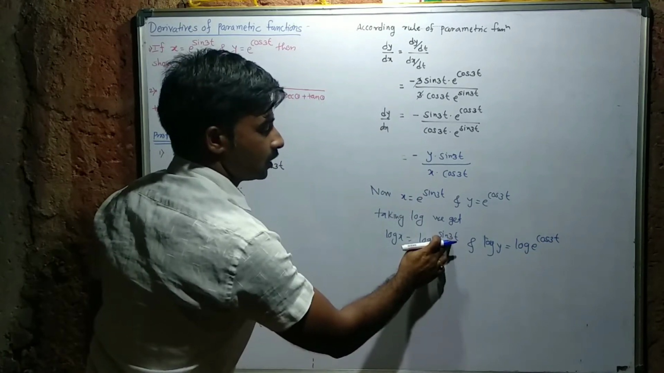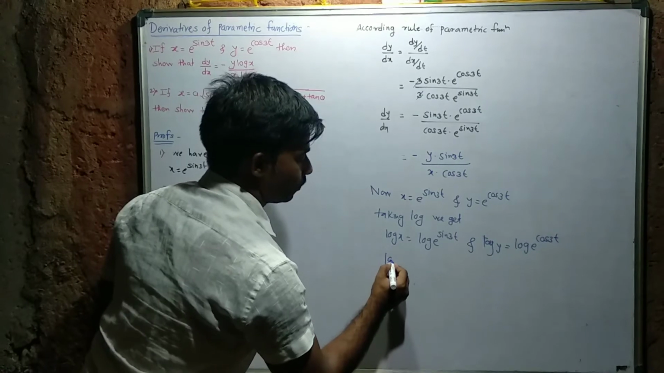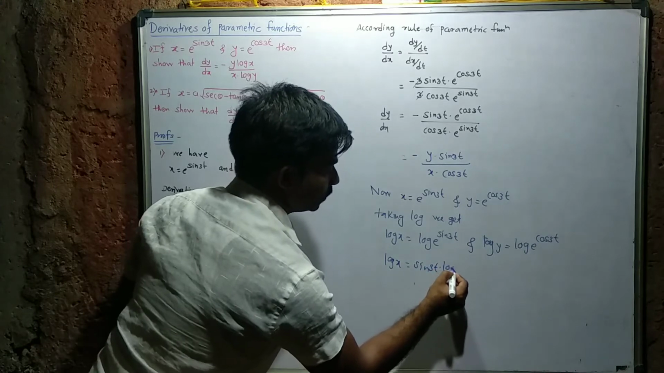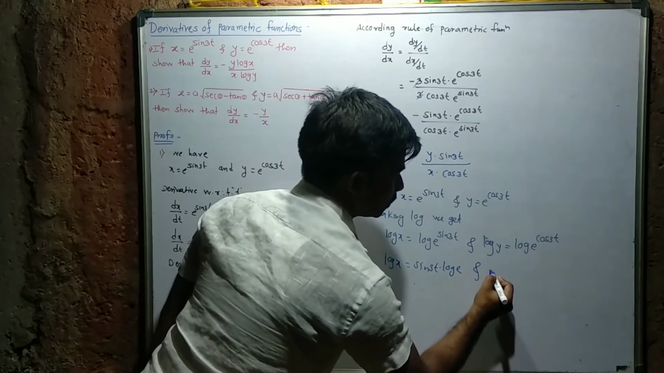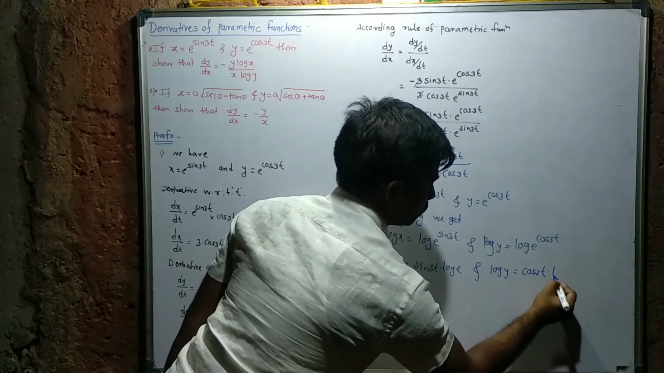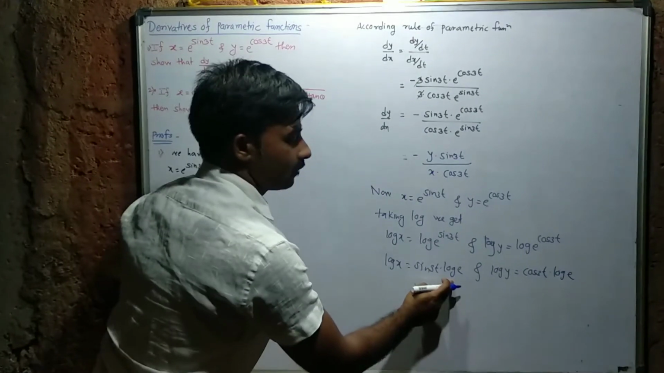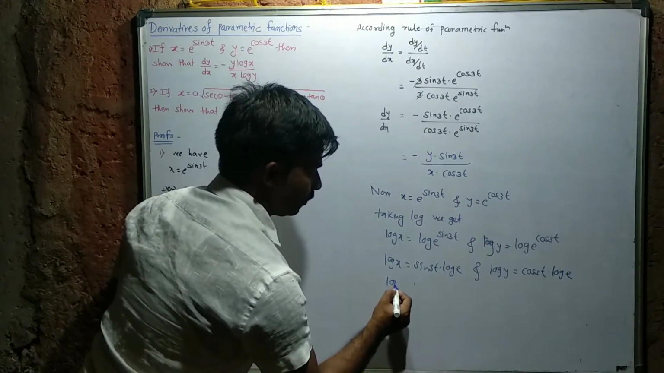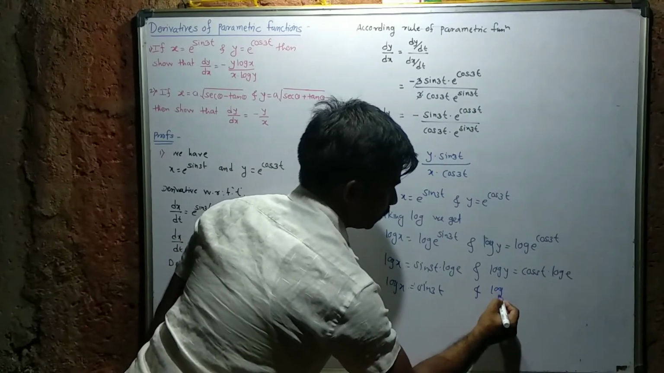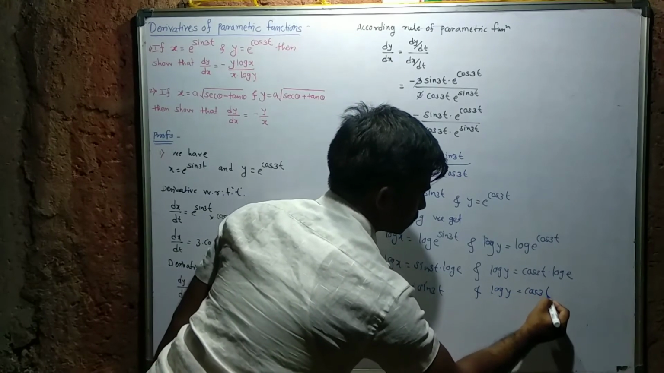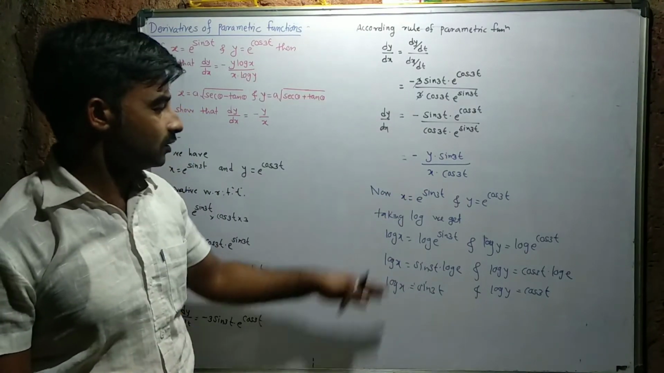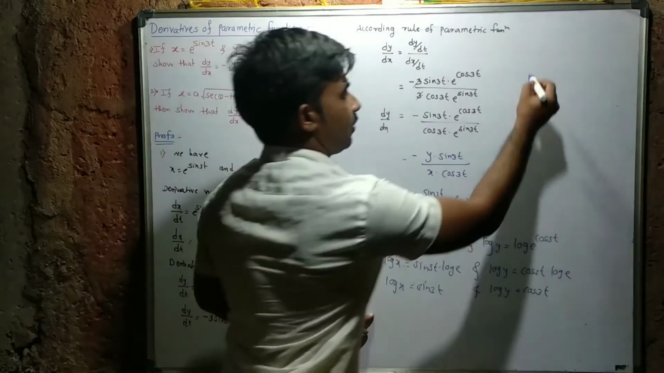We know that this is an index, and therefore it is multiplied here, and therefore log x is equal to sin 3t into log e, and similarly you will get log y is equal to cos 3t into log e. But log e has the value 1, and therefore you will get log x is equal to sin 3t and log y is equal to cos 3t. And by using these two considerations we have to get the final result of dy by dx.